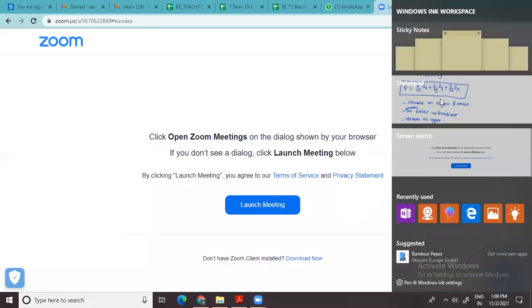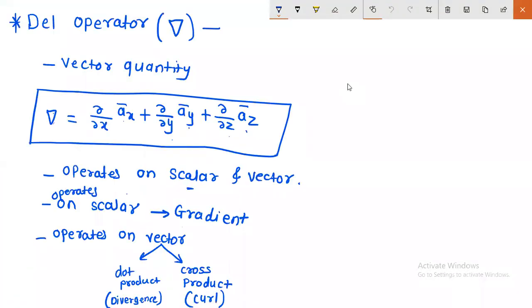Then we have seen the del operator. Is the screen visible to all? No, ma'am, I'm sharing the screen. Now visible? Yes, ma'am.